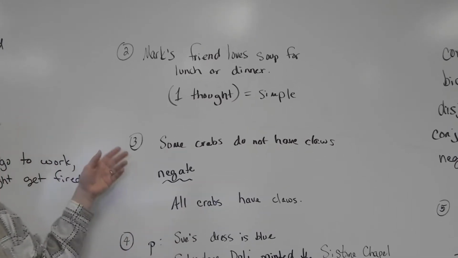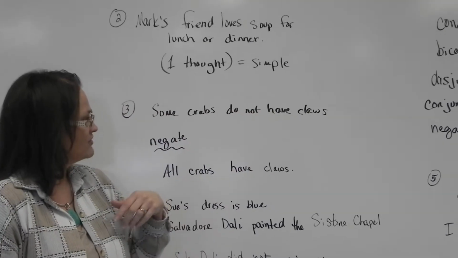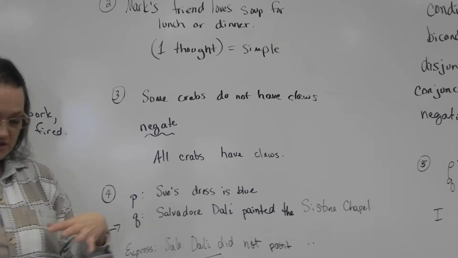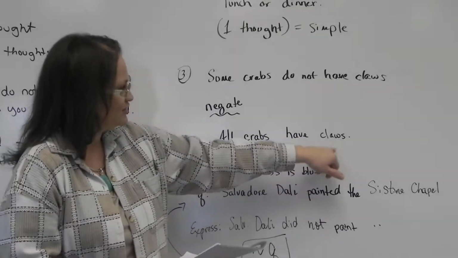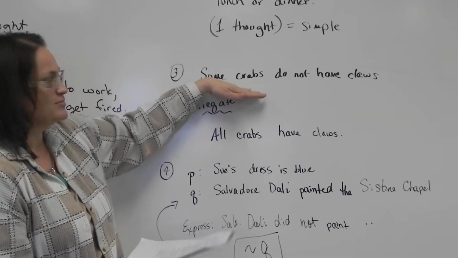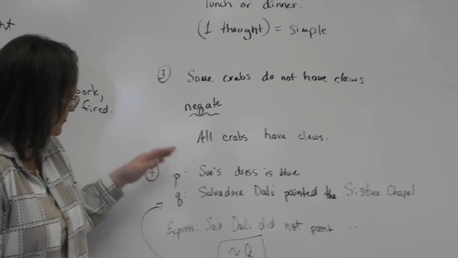Number 3 says to negate this statement, some crabs do not have claws. So then you have choices, which one negates that. It should be that all crabs have claws, is the negation of some crabs do not have claws. You can read the other choices and see why they would not work.